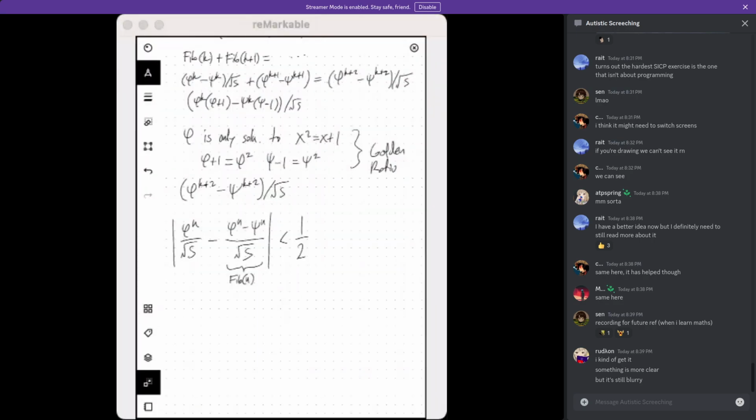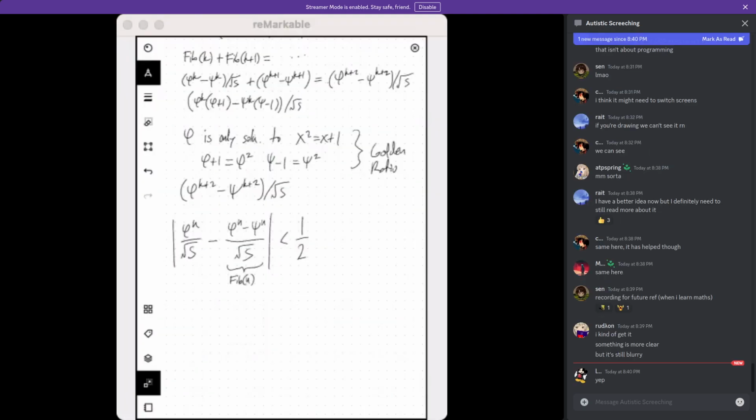Does this make sense? This sort of game plan here. We proved the equality that they gave us, and now we're going to prove that that's the closest integer to this expression here, the phi to the n over radical 5, which, let's see. So we can simplify this.